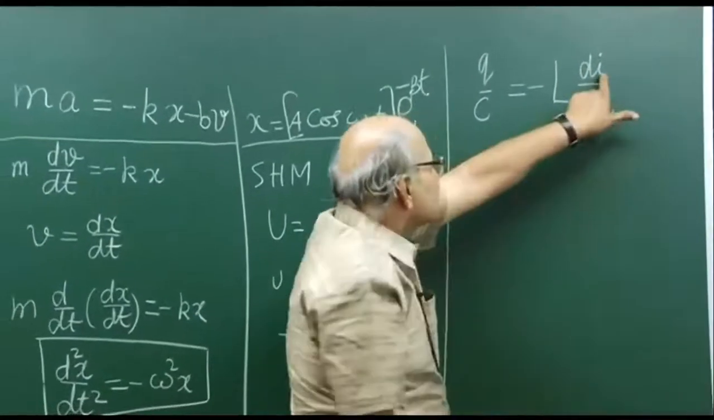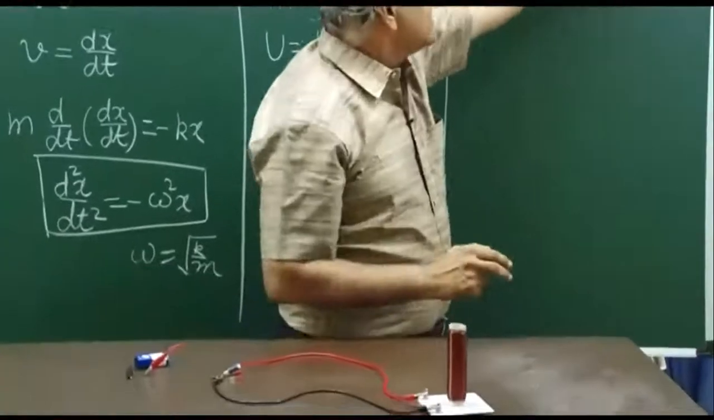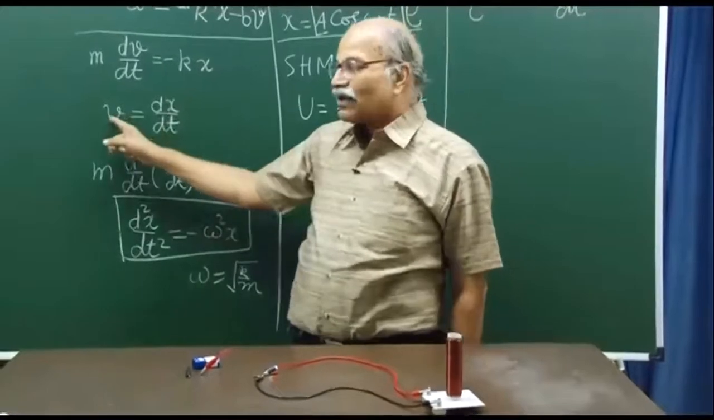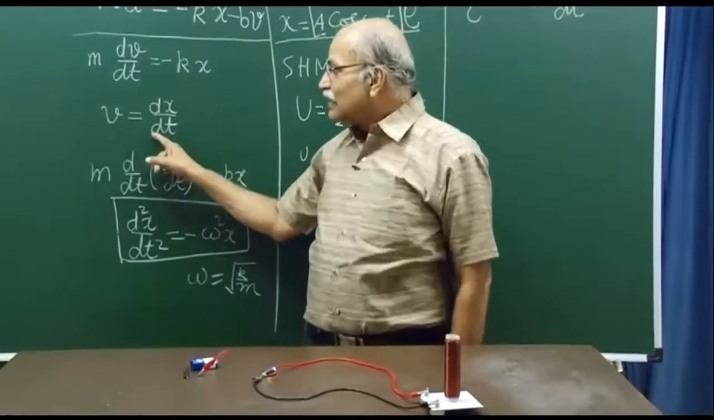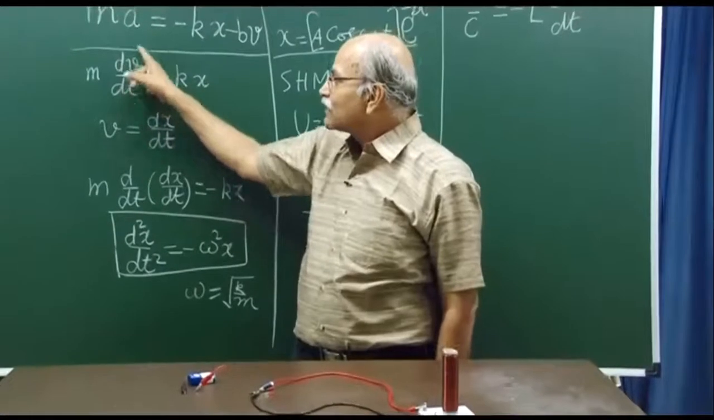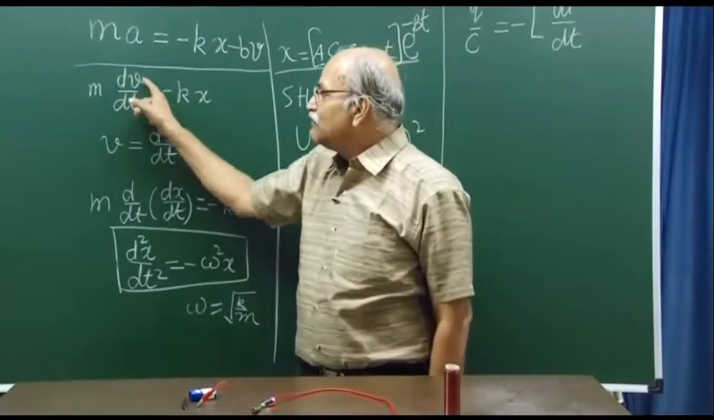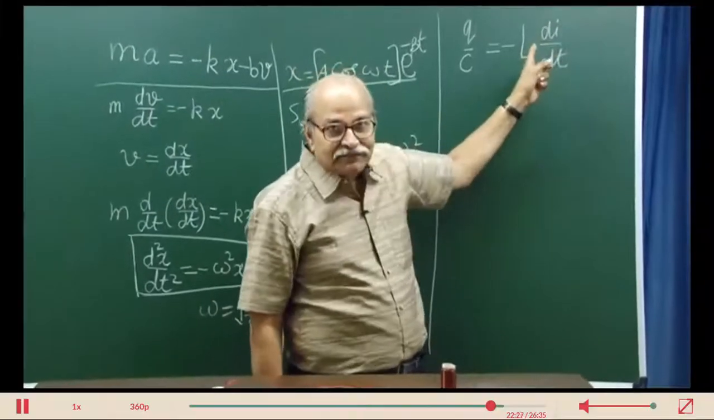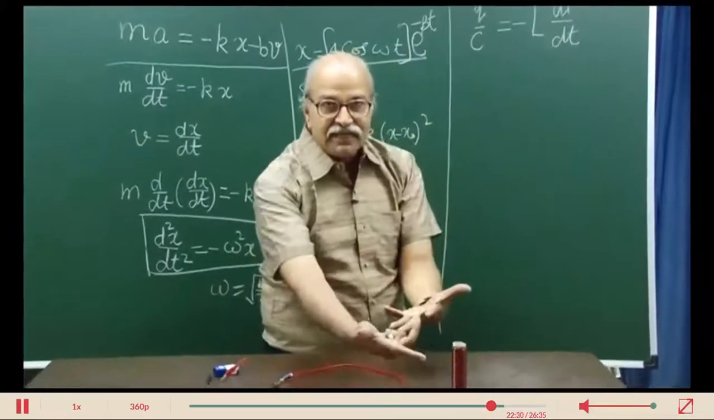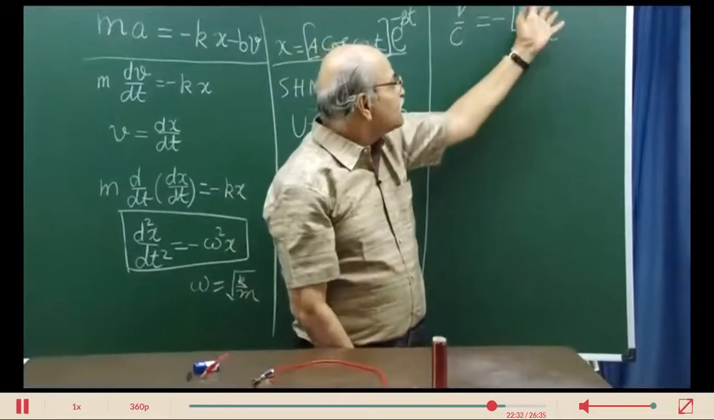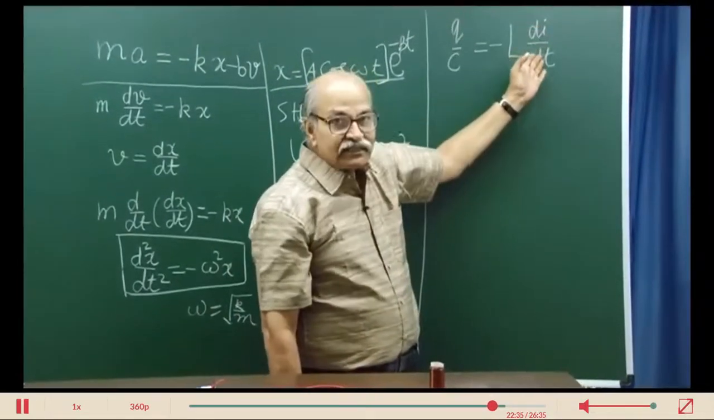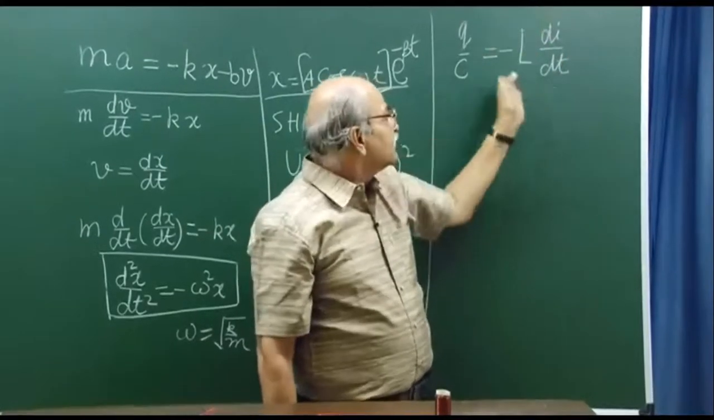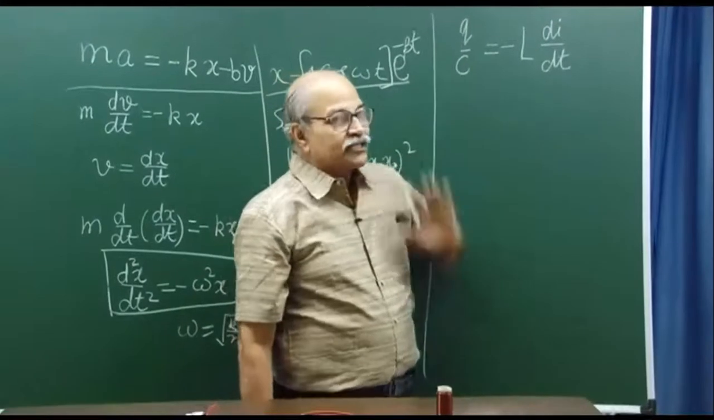What is this I? This is the current here. And what is di dt? Just like rate of change of position gives you velocity, we write as dx dt. Rate of change of velocity gives acceleration, we write that as dv dt. Similarly, di dt is rate of change of current. So current is a function of time here, and therefore this rate at which the current is changing decides how much will be the change in magnetic field, and finally the EMF. So this becomes the equation.